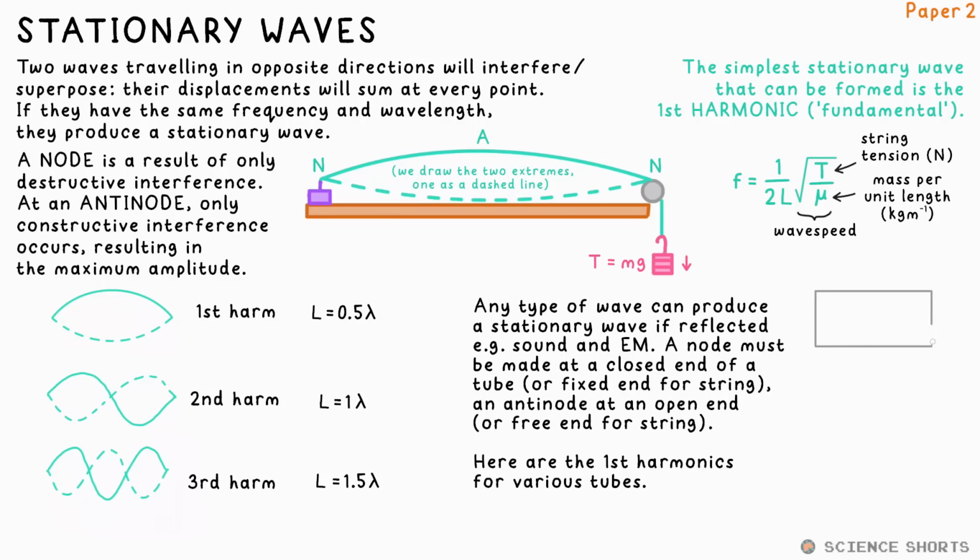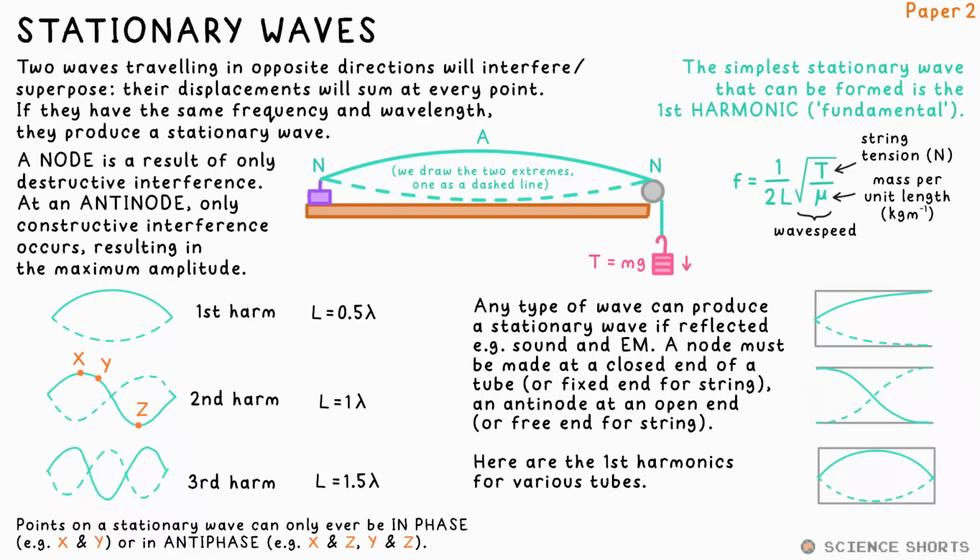Stationary waves can also be formed in tubes of air. At a closed end, a node must be formed. At an open end, an antinode. We can represent the stationary wave much like we do for a string. Just bear in mind that the first harmonic is likely to be different than that of the string because one or two of the ends are probably going to be open.